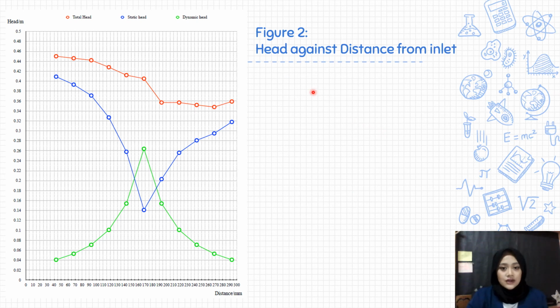This is the graph of head against distance from inlet. Red is the total head, blue is the static head, and green is the dynamic head. We can see the almost V shape, and this is because of the converging to the diverging area, and the total head is almost straight as it should be constant.